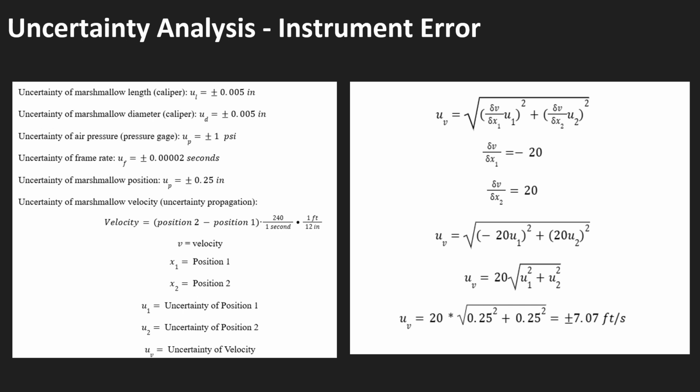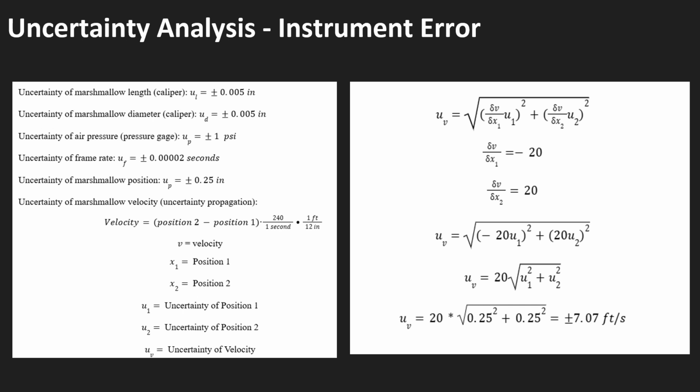The first part of this was to find the instrument error, the errors in different measurement ways. So there's a couple different ones that introduce a small amount of uncertainty, such as the marshmallow length and diameter, as well as the uncertainty of the frame rate of the camera we used. These were relatively small, so they didn't really have much impact on our measurements. The ones that had more impact were the higher uncertainty, such as air pressure.